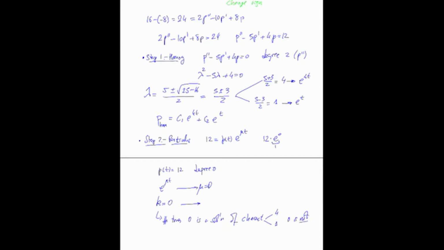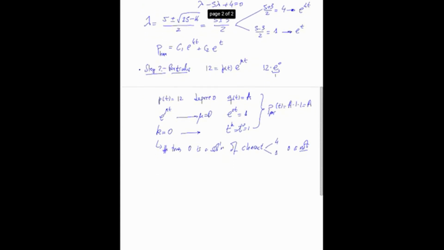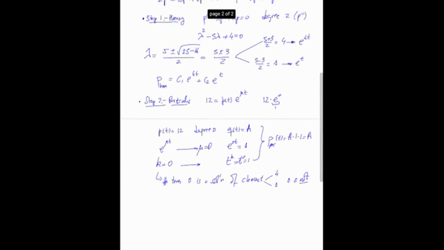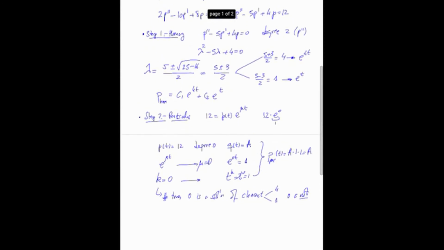Okay? And now you build your particular solution as a polynomial of the same degree, which is a, times e to the 0t, which is 1, and t to the k, t to the 0, which is 1. Your particular solution will be the product of these three, a times 1 times 1, which is a. Okay, now we have the particular solution. The particular solution must satisfy the differential equation, which is up here.